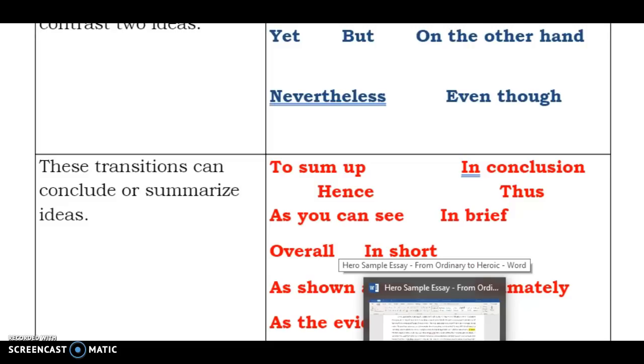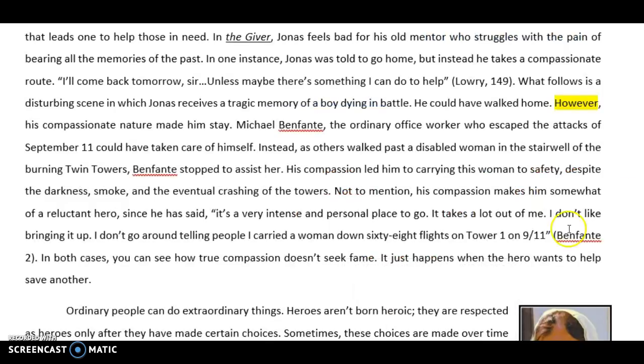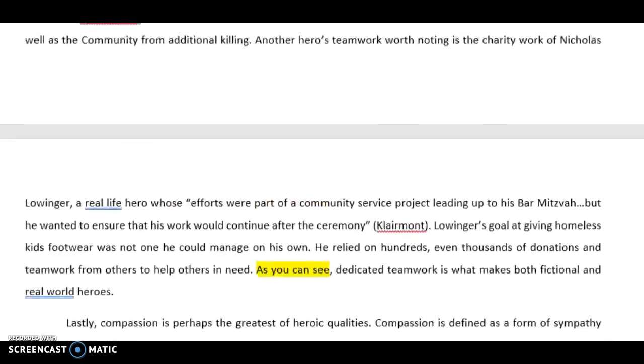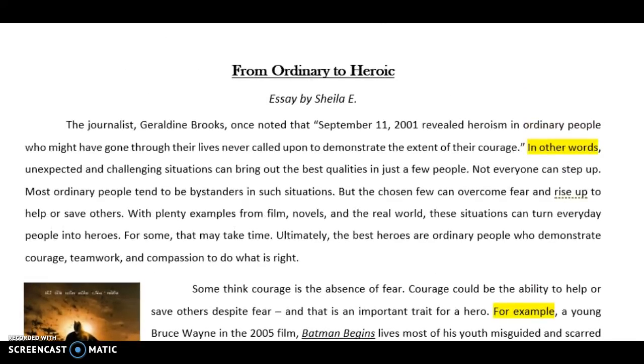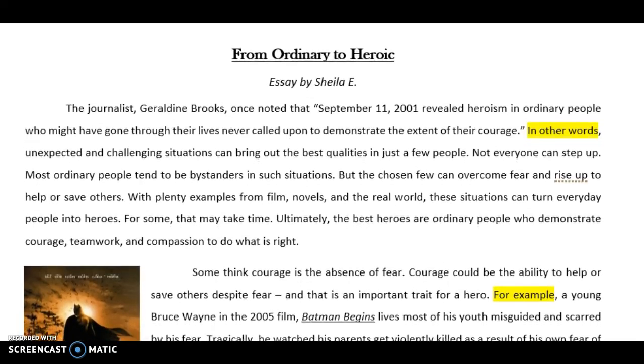Just one thing to keep in mind is that you don't want to use the same transition more than once. If you're to go back to that sample essay that we've looked at a few times, I highlighted a few of them here so you can take note.